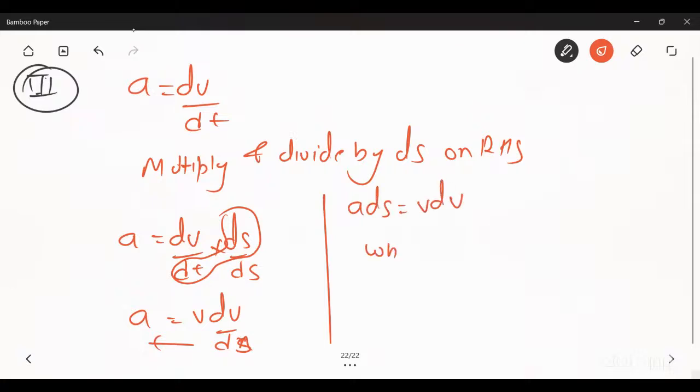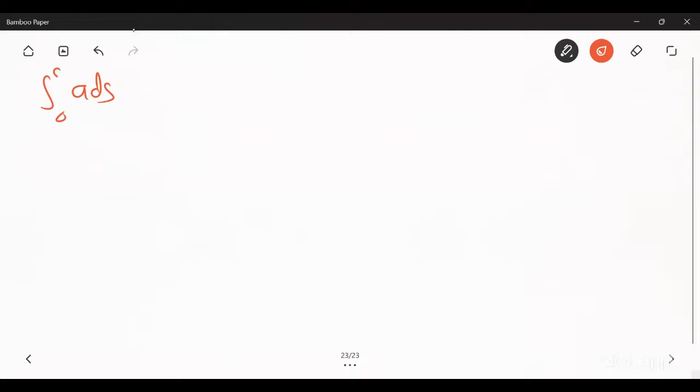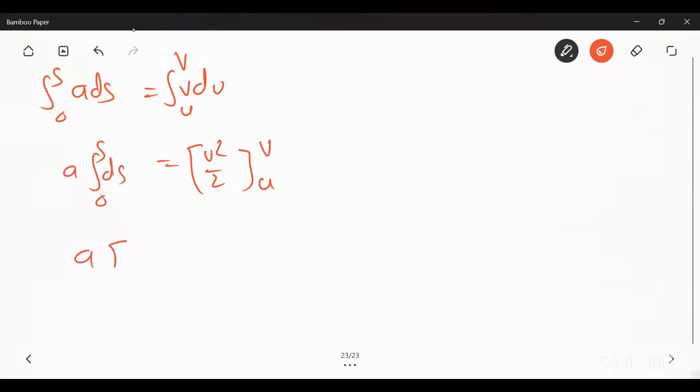Now, when time is equal to 0, the displacement is 0 and the velocity is its initial velocity u. When time is equal to t, the displacement is s and its velocity will be v. So integrate within the limits of ds and dv, meaning displacement and velocity. So a ds is from 0 to s, and v dv is from u to v. a is constant, so integration of ds is from 0 to s.